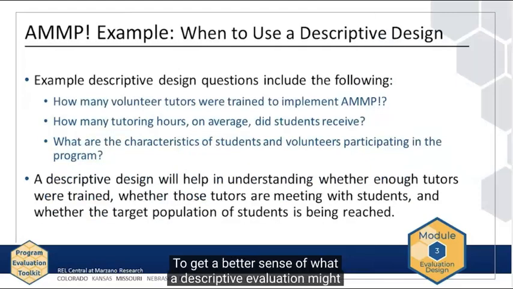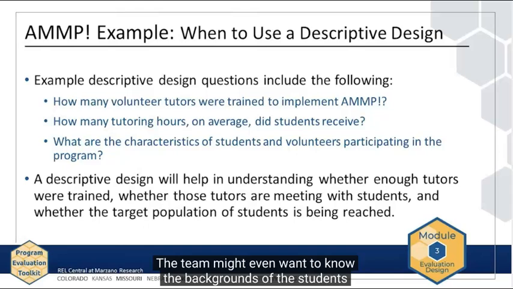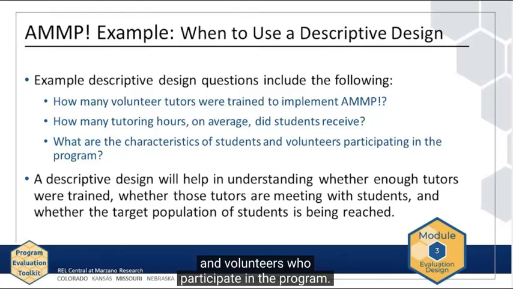To get a better sense of what a descriptive evaluation might look like, let's review the AMP example. For the AMP evaluation, let's say that the team wants to document the number of volunteer tutors trained to ensure that there are enough staff to provide after-school homework support to students. The team might even want to know the backgrounds of the students and volunteers who participate in the program. The questions presented here might provide insight into key activities and outputs.